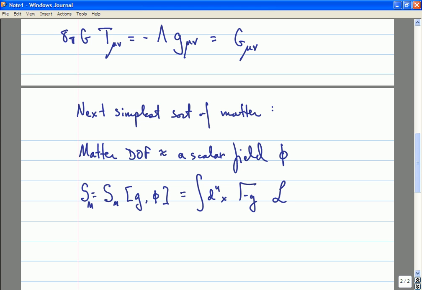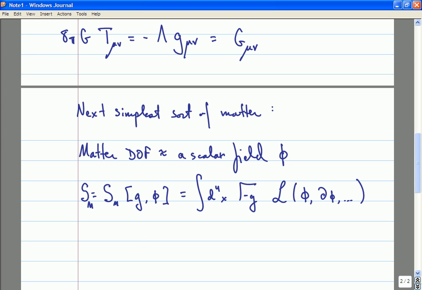So I think it's actually worth, you may or may not have seen this, but I think it's actually worth understanding how to derive the Euler-Lagrange equations by varying L with respect to phi and setting it equal to 0.